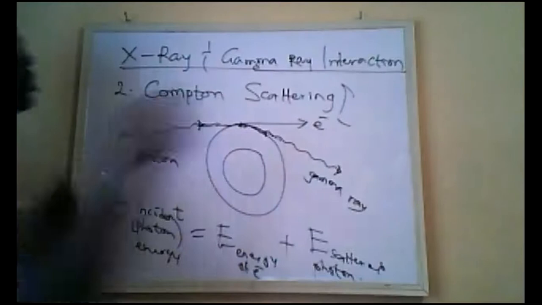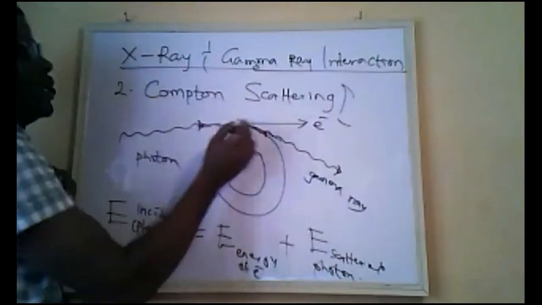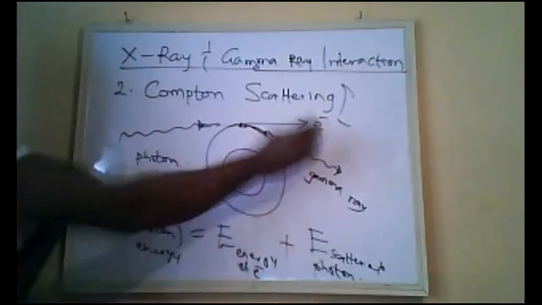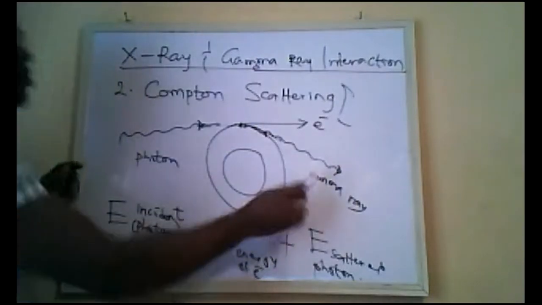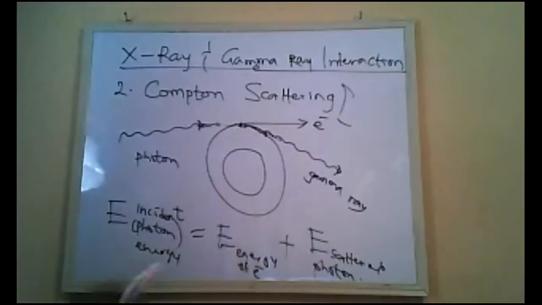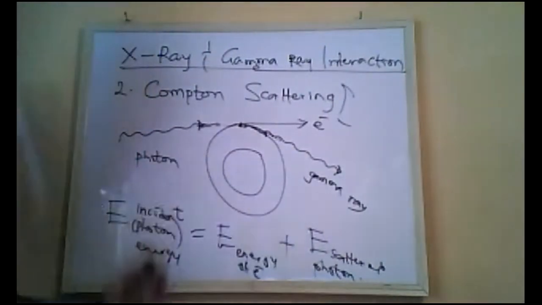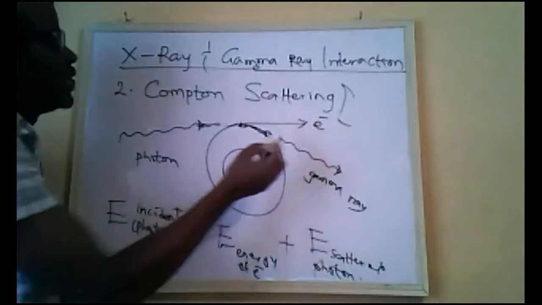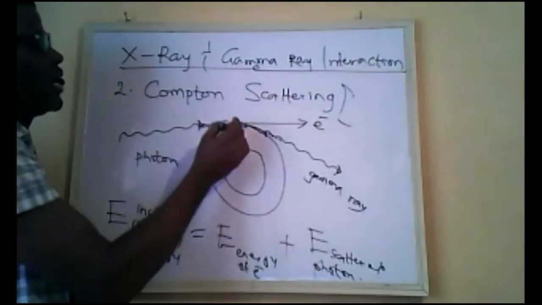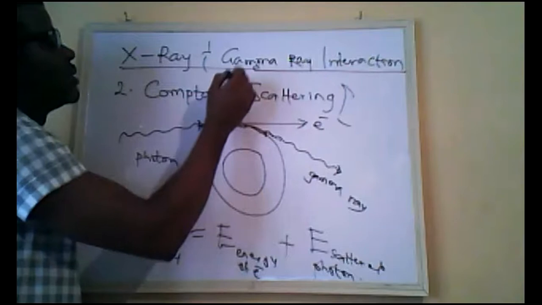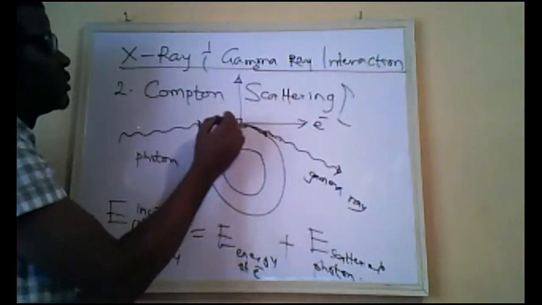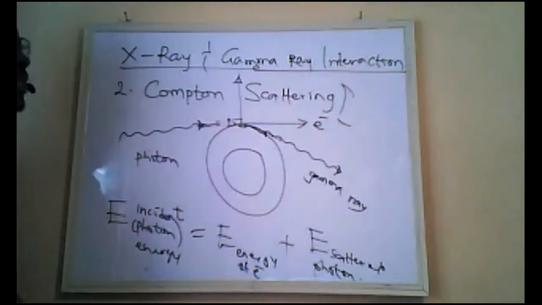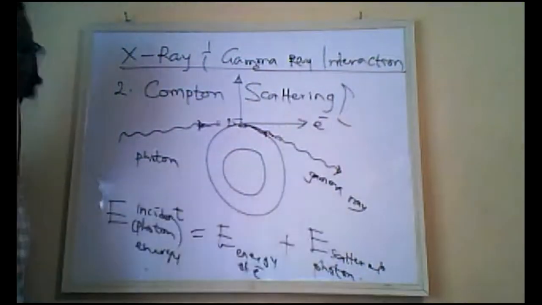And there's something about this. This one also has a particular range of angles to which it can be scattered. For the electron, the highest scattering angle is 90 degrees. That is the highest scattering that this electron can undergo.